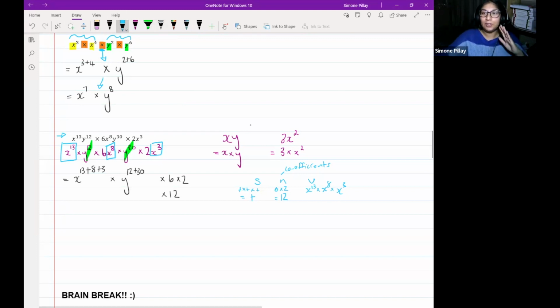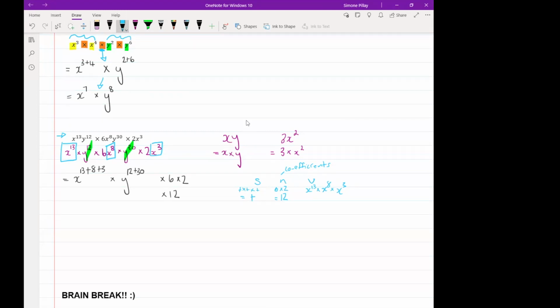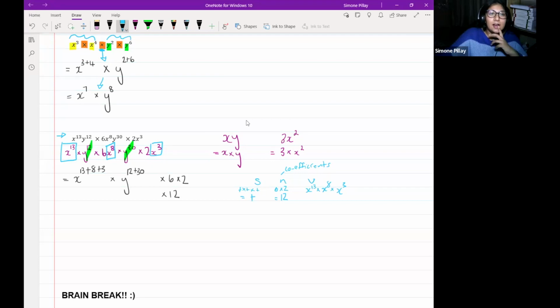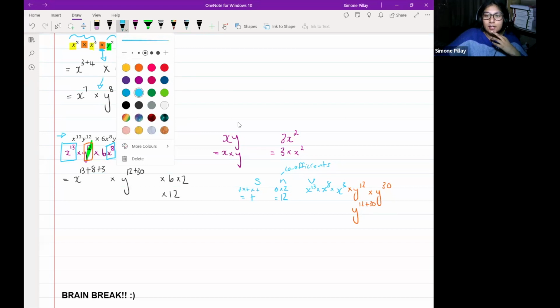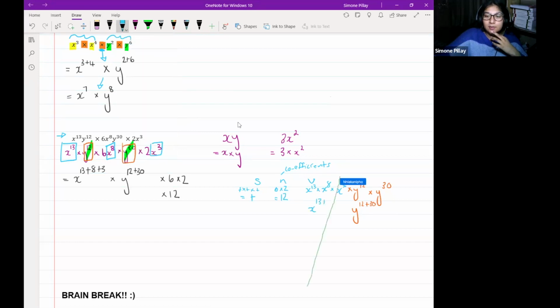Here, when we do this method, we have structure. It feels more comfortable. I'm like, okay, I know what I have to do. I know what I'm doing. And so those are all my X variables together. Let's do Y. It is then Y to the power of 12 multiplied by Y to the power of 30. And so you kind of did that for us already, in that you said this would be Y 12 plus 30. And over there we had our X 13 plus 8 plus 3.